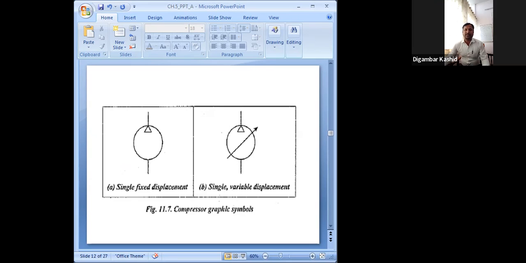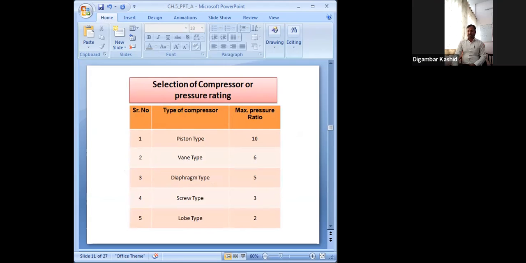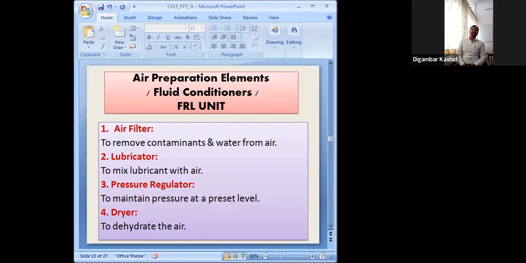And if it is a variable displacement, then this type of symbol is used. Getting it? Understood or not? Whatever I have explained, whether you understood or not, please give me a reply in the chat box. If you give a reply in the chat box, then and only then I will go further to the air preparation element. Otherwise I will not go further.